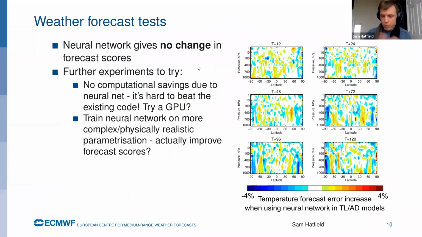And so I've actually put this back into our real atmospheric model and used it to perform weather forecast tests with data assimilation. And the take home from this figure is that the neural network gives essentially no change in the forecast scores. So what we're seeing on the right here is a temperature error difference between 2 experiments. So we want this to be 0, or at least 0 or negative. We don't want it to be positive. And we're showing it for a few different lead times going into the future. So starting with 12 hours, going up to 5 days, that's T plus 120.